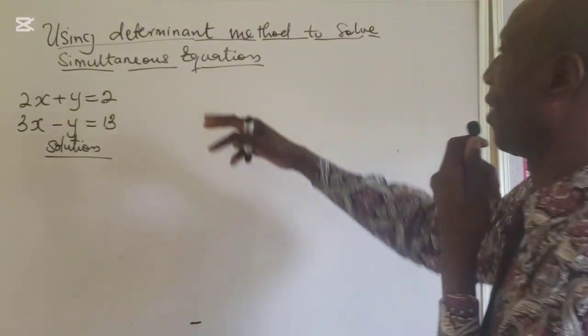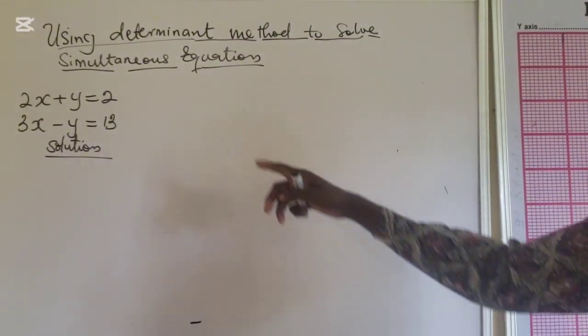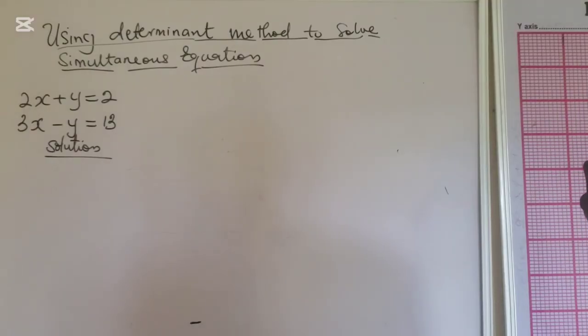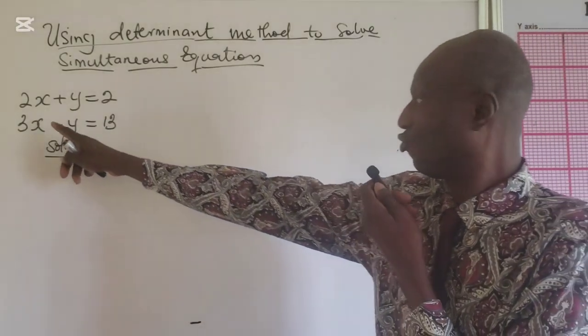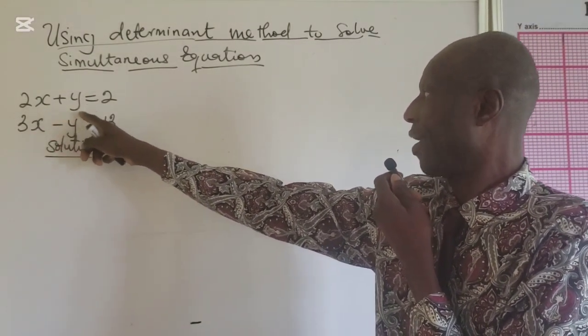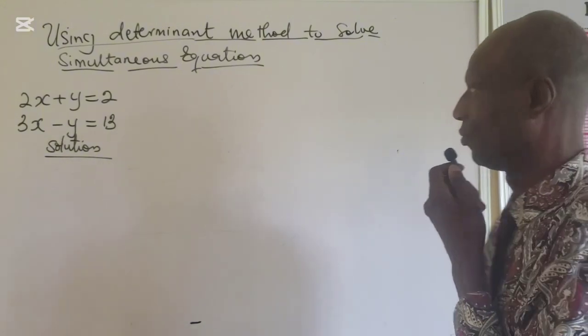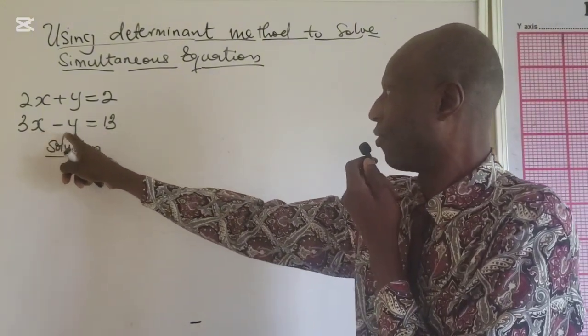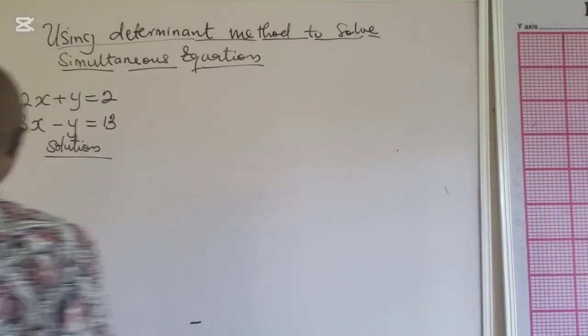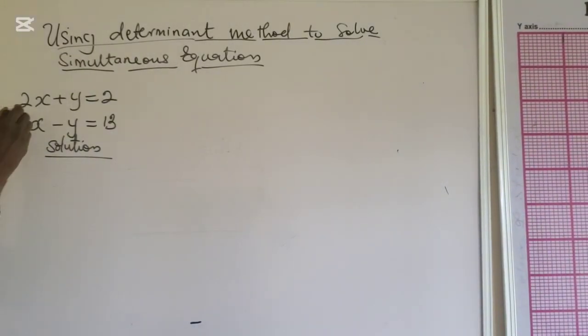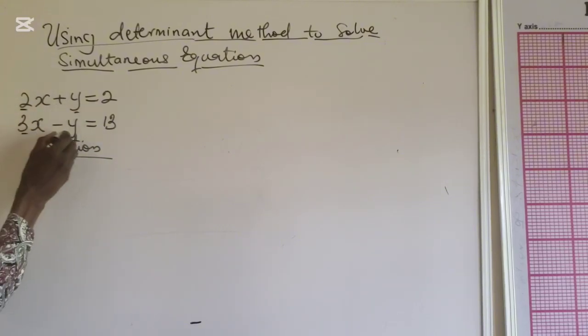Now, before me is how we can use determinant to solve simultaneous equation. I've dealt with this question a year ago, just only one of it. So I like doing more so that you can update your memory. So use determinant to solve this simultaneous equation: 2x plus y is equal to 2, 3x minus y is equal to 13.